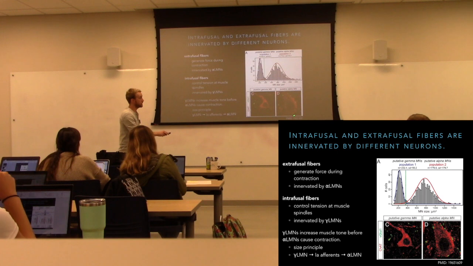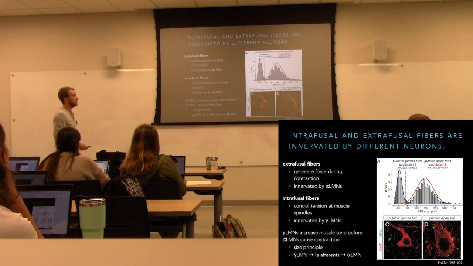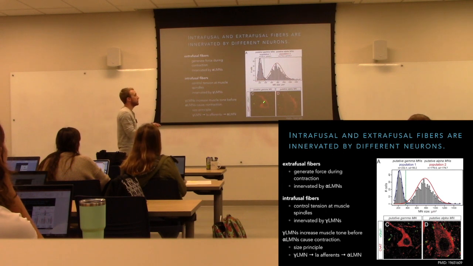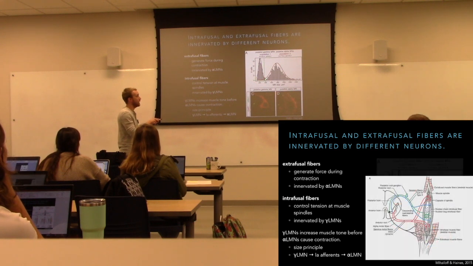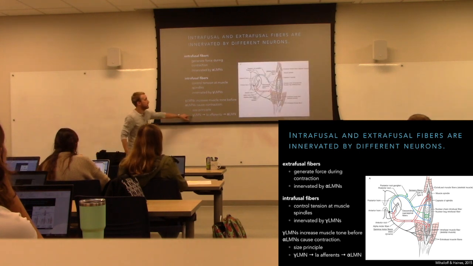Here's your alpha motor neuron. Notice the difference in cell body size. This is why the size principle works. There are gross differences in the surface area when you slice through the cell bodies. That has everything to do with their excitability. Gamma motor neurons tend to be a lot smaller than our alpha motor neurons, much bigger. Because of that, the gamma is recruited first.